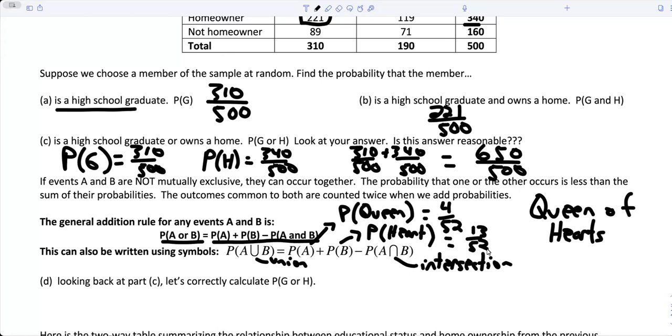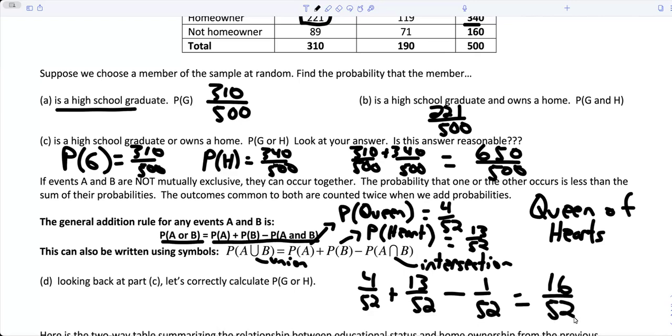Okay, so if I do the probability of A plus the probability of B, 4 out of 52 plus 13 out of 52. But now what's wrong with this as it is right now? I've counted the Queen of Hearts twice, one right here in the queen and one right here in the heart. So I must subtract the intersection. How many Queen of Hearts are there? There's 1 out of 52. So this probability would be 4 plus 13 minus 1. So 16 out of 52.